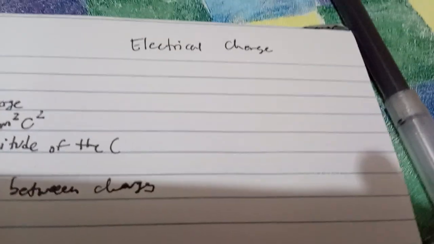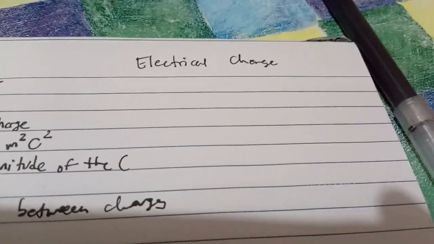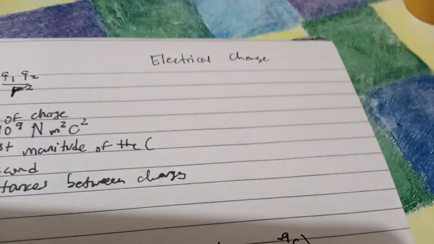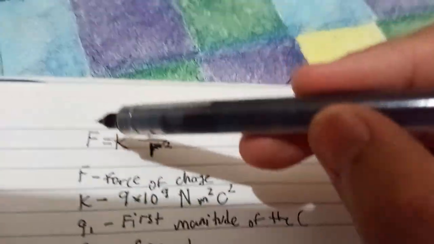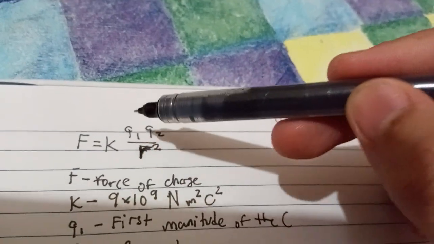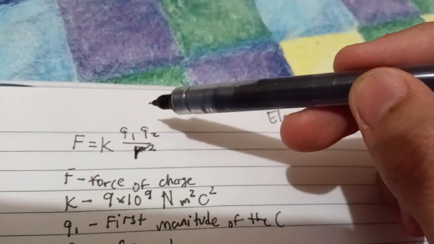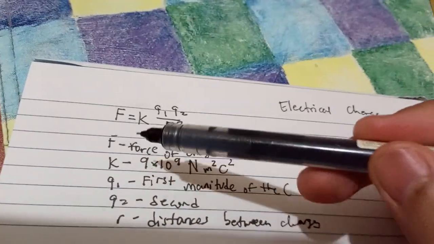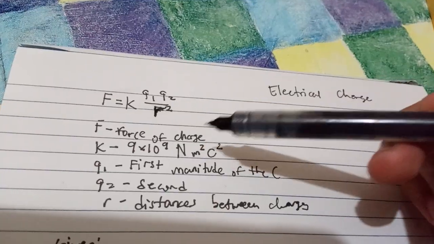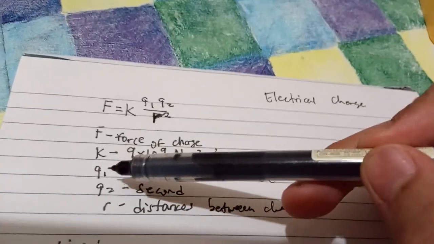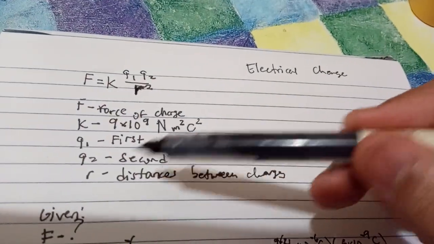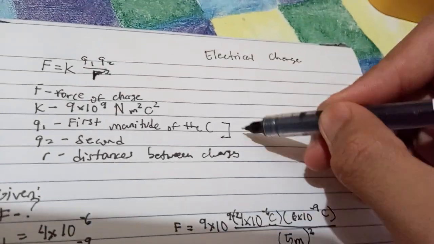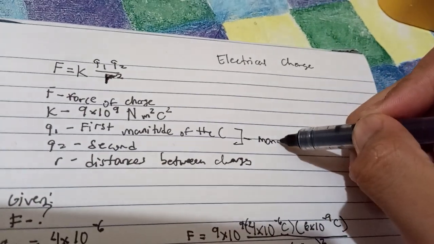Guys, today we're learning about electrical charge. So the first thing we have to know about electrical charge in our lesson is the formula, which would be force is equal to K times Q1 times Q2 over R squared, where F is the force of the charge, K is equal to 9 times 10 raised to 9 newton meter squared per coulomb squared. Q1 would be the first magnitude of the charge, and Q2 would be the second, both being the magnitude of the charge.